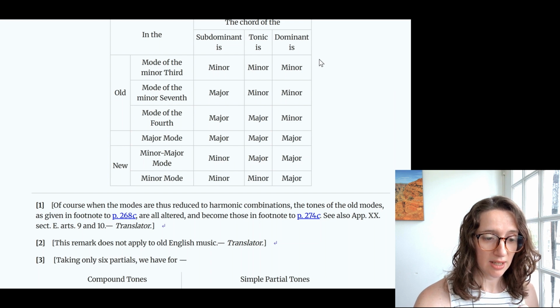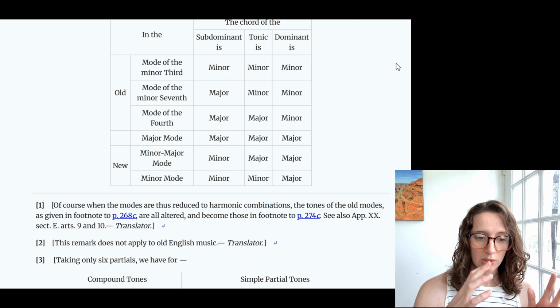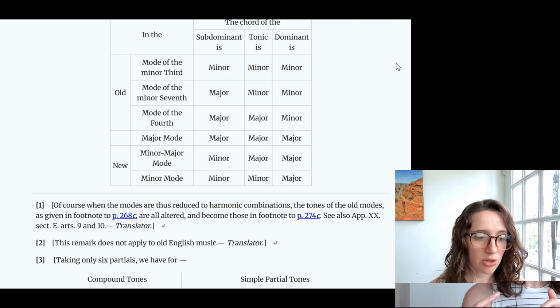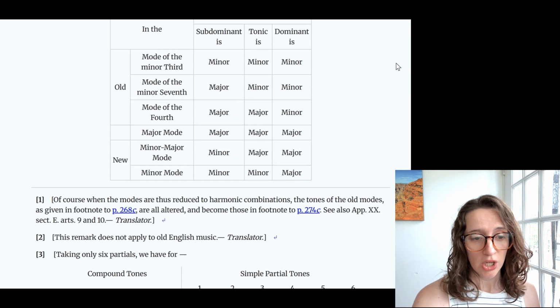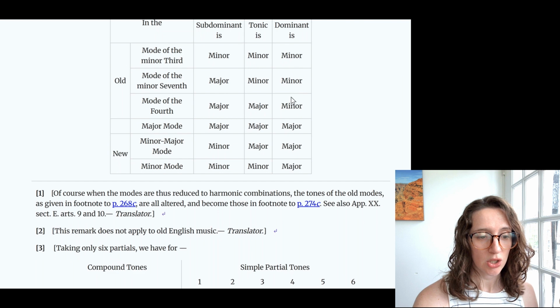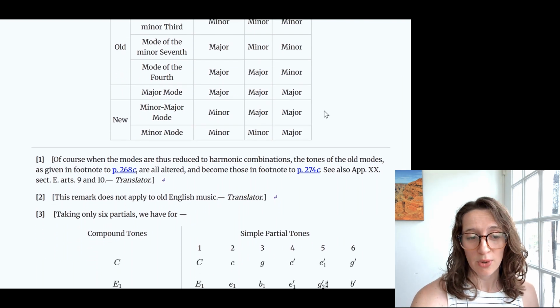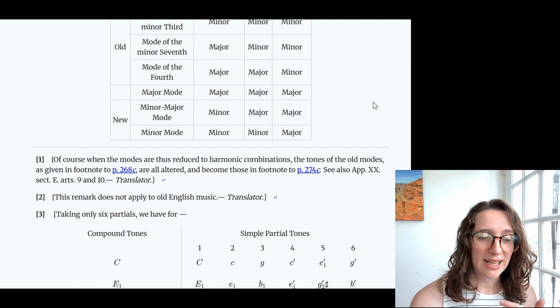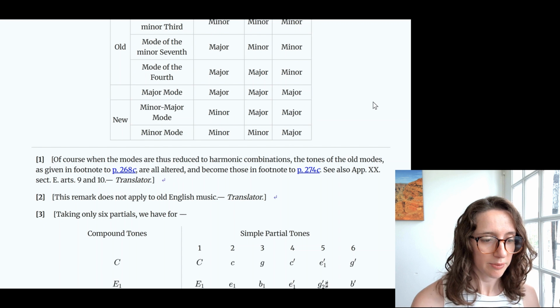Helmholtz gives us this chart in summation. As we transition from polyphonic music into harmonic music, our tonal modes in general shift the minor chord from the dominant to the subdominant. This allows for our leading tone and keeps each directly related to the tonic.